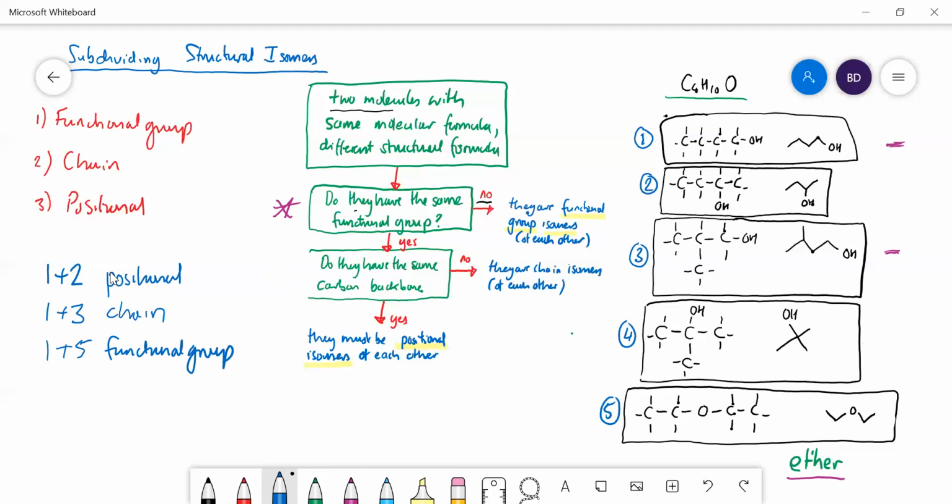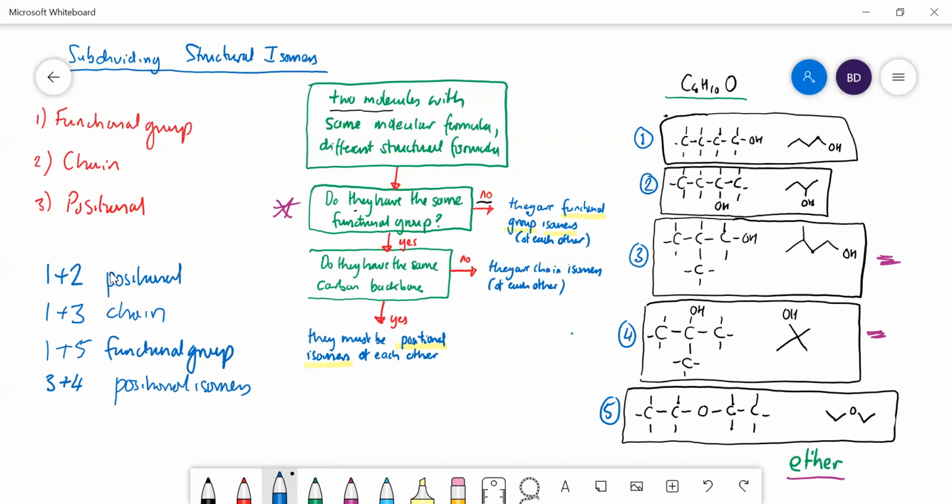Right, let's choose 3 and 4. Same functional group? Yes, they're both alcohols. Do they have the same carbon backbone? Yes, they do. They have 3 in a row with a branch coming off the middle one. So they must be positional isomers of each other.